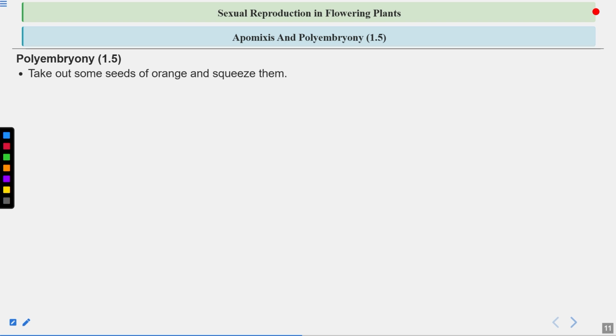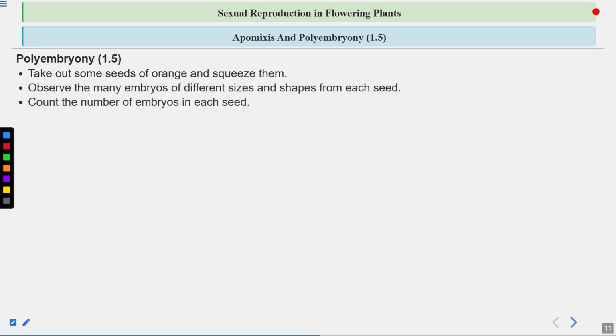So take out some seeds of orange and squeeze them. There is an activity. You can take the orange, because orange also belongs to the citrus family, right? You can take the orange seeds and squeeze them. You can press them. Observe many embryos of different sizes and shapes from each seed. You will see that embryos come out from the seeds by pressing or squeezing the seeds. The embryos you can see under the microscope. So count the number of embryos in each seed.